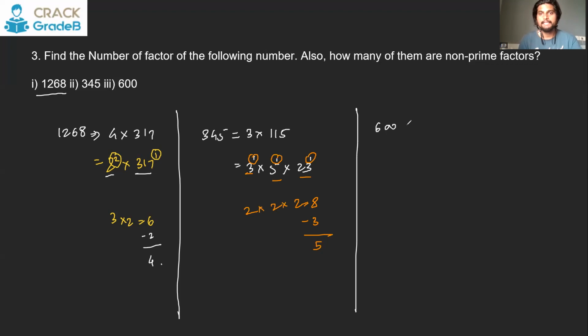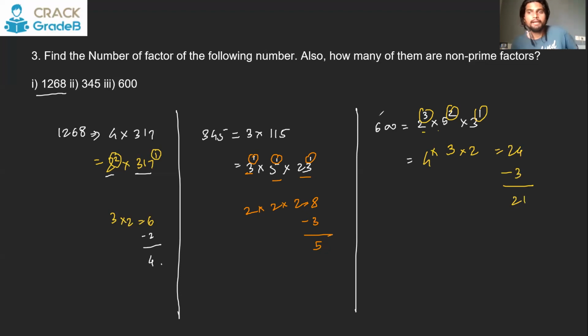Lastly, 600. 600 is 6 into 100. So 2 raised to the power 3 into 5 raised to the power 2 into 3 raised to the power 1. This is the prime factorized form. So you can just increase the powers by 1. This will become 4, this will become 3, this will become 2. So 4 into 3 into 2, a total of 24 factors are there, out of which 2, 5 and 3 are the prime. So the remaining 21 will be non-prime factors. Easy?